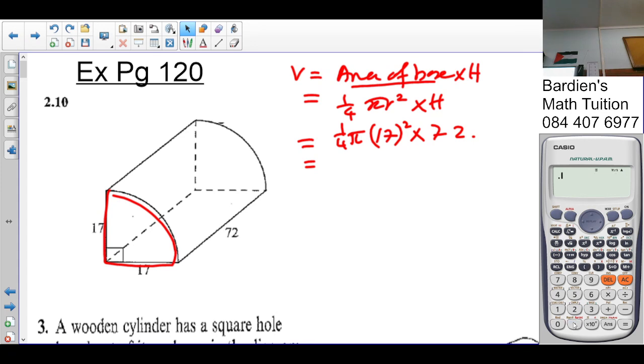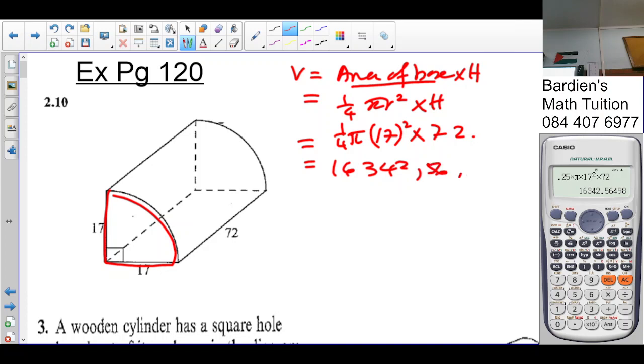So you got 0.25, a quarter times pi times 17 squared times 72. It's 5202 pi, which is 16,342.56 units. Okay. Any confusion there? That was fairly straightforward.